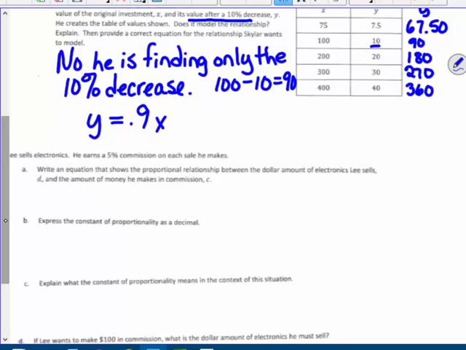Lee sells electronics. He earns a 5% commission on each sale that he makes. Write an equation that shows the proportional relationship between the dollar amount of the electronics that Lee sells, D, and the amount of money he makes in commission, C. So he makes a 5% commission. So his commission is 5% of the dollars that he sells, right?